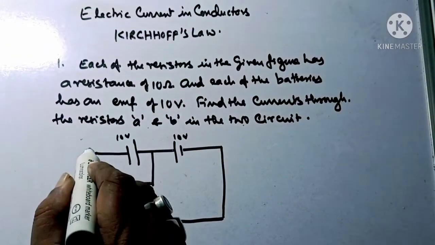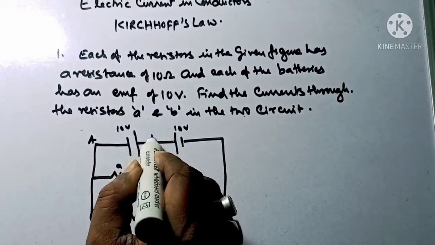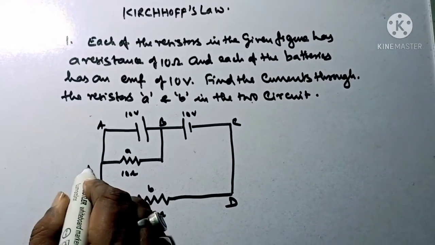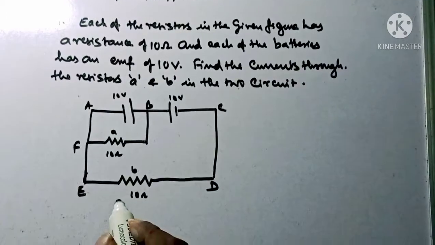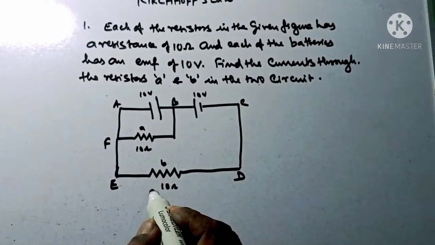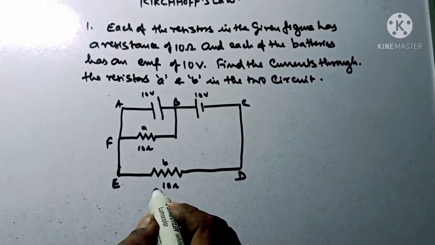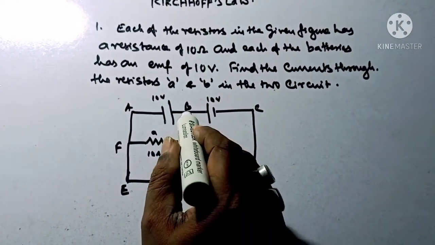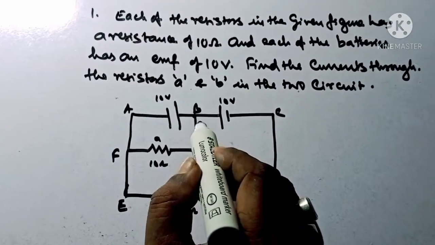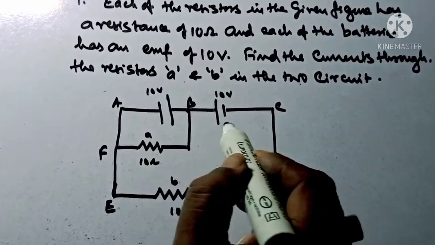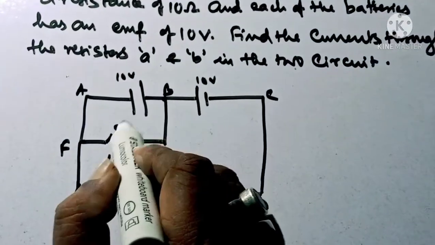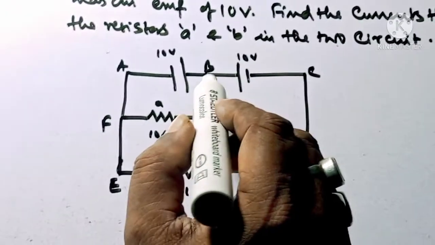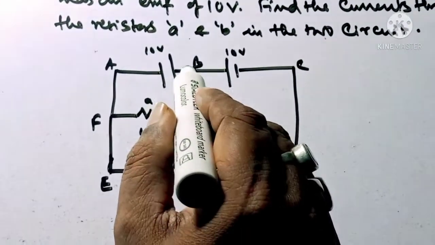First of all, I am going to name these points A, B, C, D, E and F. By applying Kirchhoff's law, how will I find the direction of the current? First of all, I go to the junction points. This is the junction point. According to Kirchhoff's law, the total in and out is the same. By taking this junction point, it becomes very easy for me to show the flow of the current.